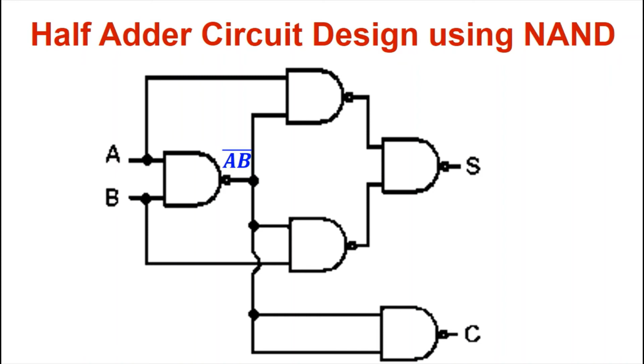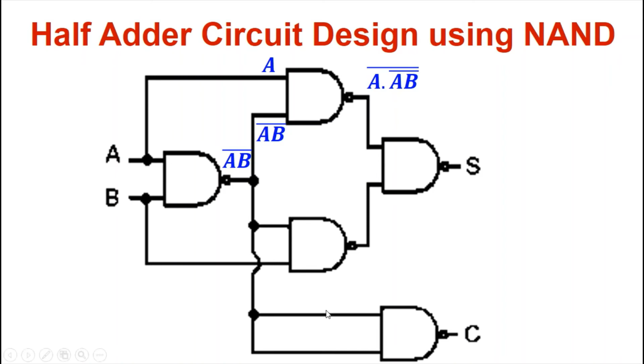Now let us go back to the topmost NAND gate, where one of the inputs is A and another input is AB complement. So the inputs are A and AB complement. Finally, the output of this NAND gate is A and AB complement, and then the whole complement. That means the NAND gate is an AND followed by the NOT gate.